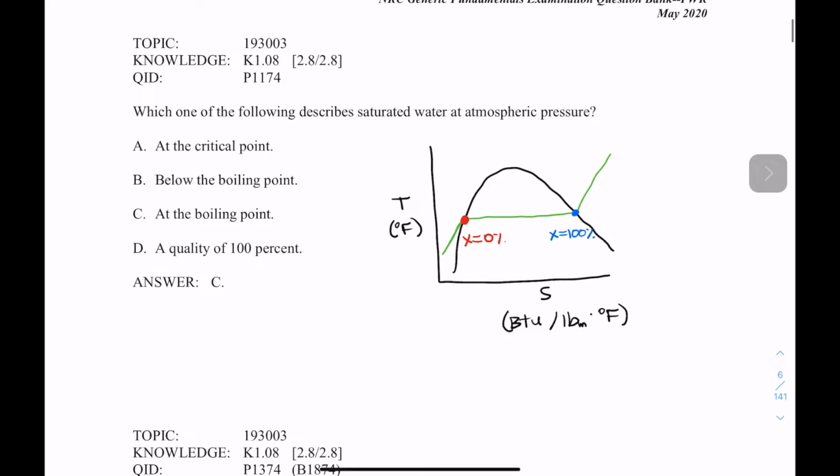Okay, the next one is question P1174. Which one of the following describes saturated water at atmospheric pressure? Saturated water at atmospheric pressure. If the water is saturated but it's still liquid, right? So I'm going to be here. I'm saturated, but I'm still liquid.